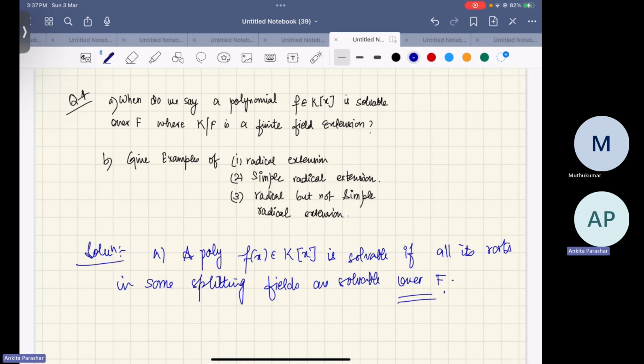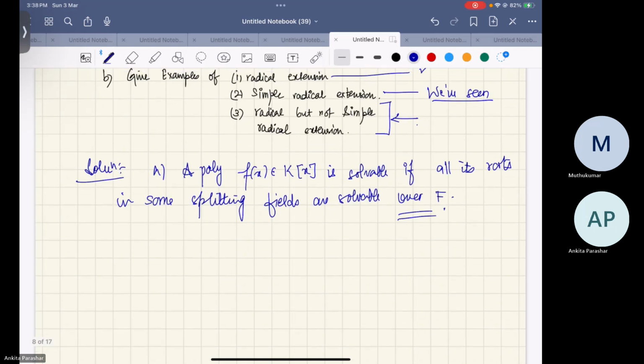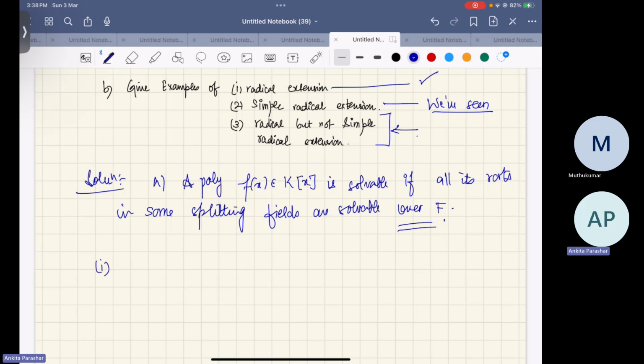Yeah, so can we see some example of radical extension now? Radical but not simple radical. This is important. Simple radical we have seen. Let's see some example of radical extension and radical but not simple radical. Can you build some example of radical extension? Like we have seen already that Q(root 2) over Q. Yeah, that is simple radical also. But let's look at some example which is not simple radical but radical. Radical but not simple.